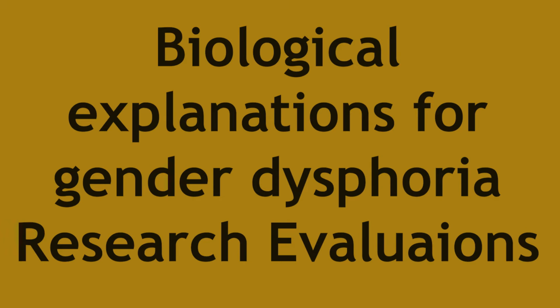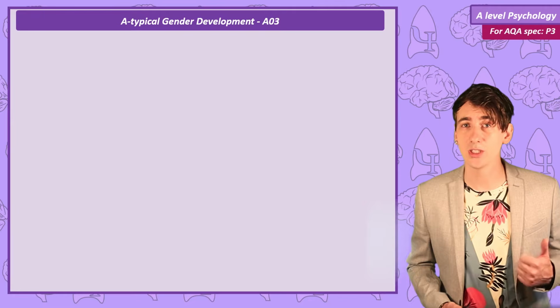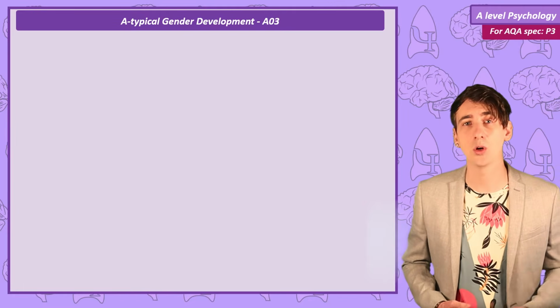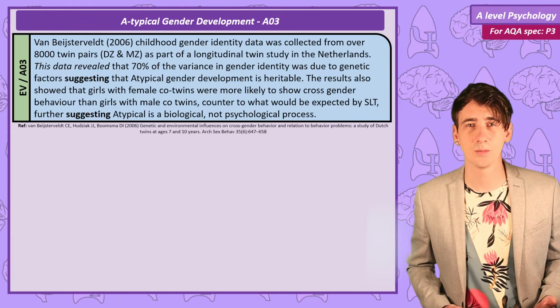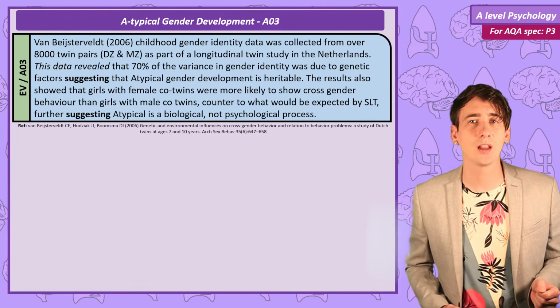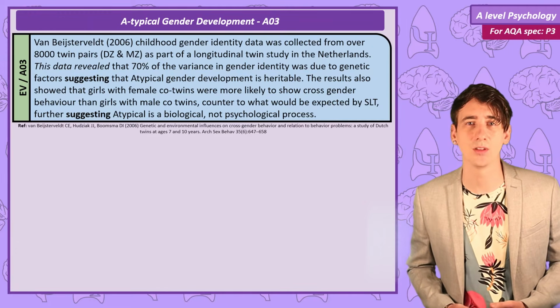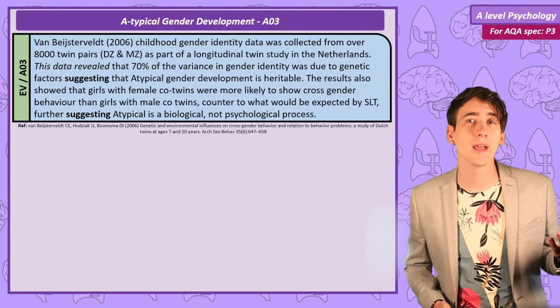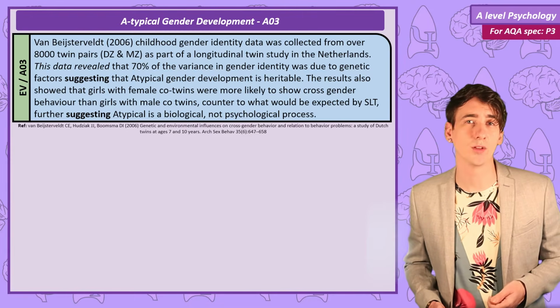Research evaluations. I have 3 pieces of research evidence, and between them they cover genetics, brain sex theory, and hormones. The first, by Van Bijsterveld, is genetic evidence. This large-scale twin study collected gender identity data from over 8,000 twin pairs in the Netherlands. These twin pairs, of course, were a combination of genetically identical monozygotic twins and dizygotic twins who share half of their genes.